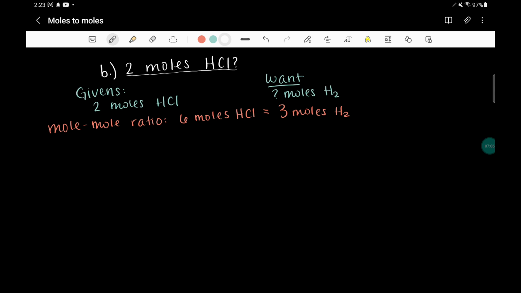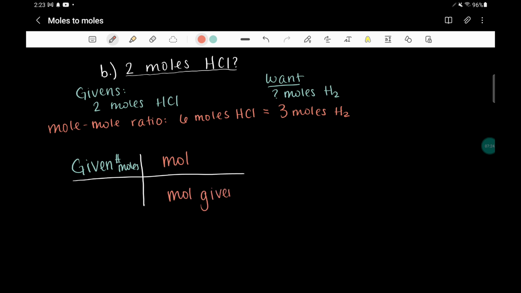So the way that we're going to set this up every single time is we're going to put our given number of moles right here, and then we're going to have our mole ratio here. So the moles of the given from the balanced chemical equation go here, and the moles of what you want from the balanced chemical equation go here. And this is always going to give us the format of our answer. And our answer for this is always going to be in moles.